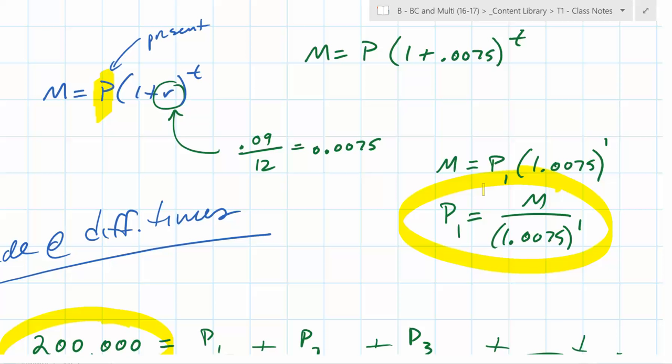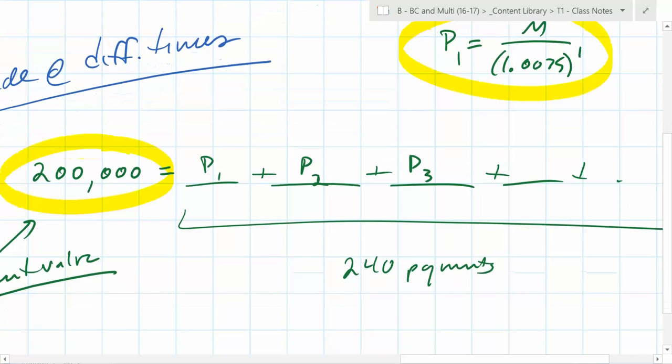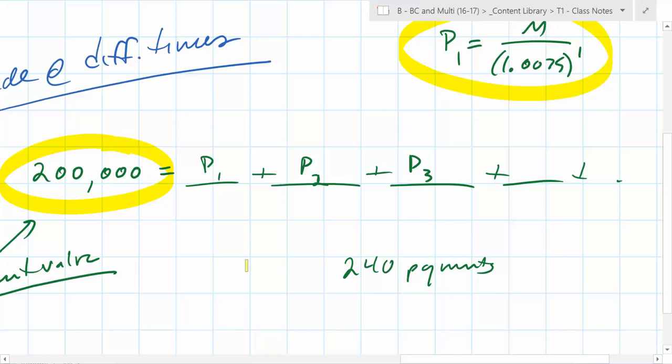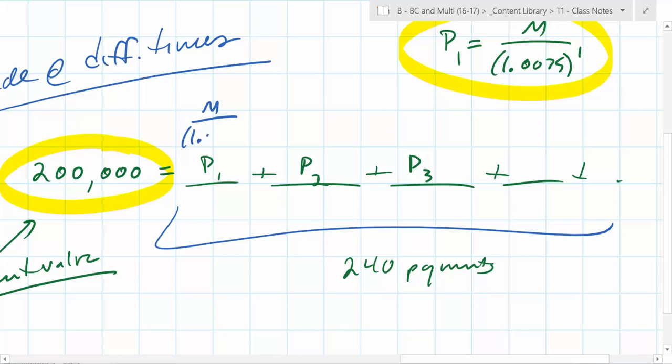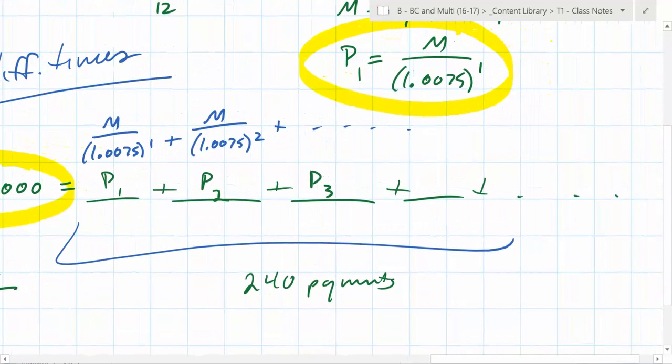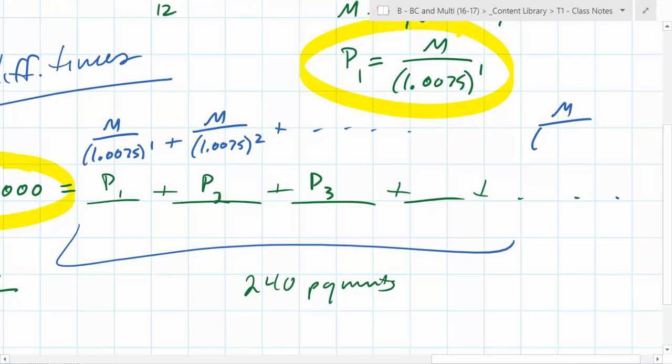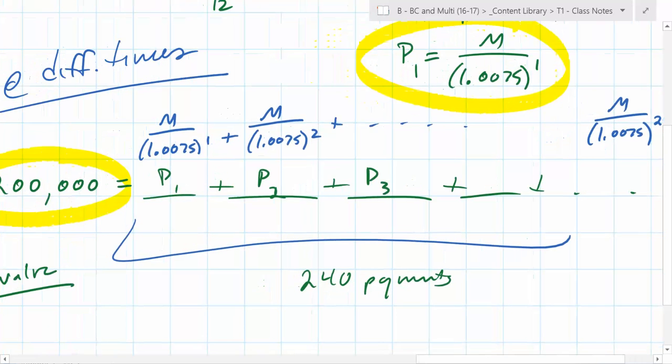So let's watch the pattern. So P1, what was P1? There's 240. P1 was M over what? 1.0075 to the first. What's the next one going to be? M over 1.0075 to the second. And it's going to go all the way up to, what's the last one going to be? M over 1.0075 to the 240.